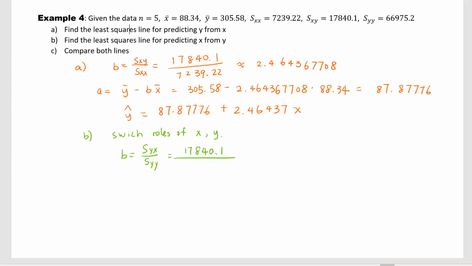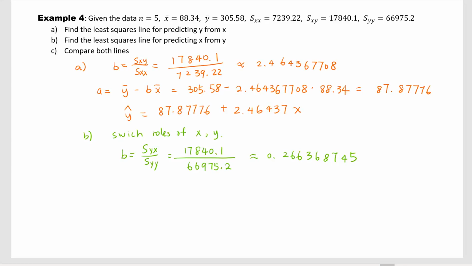So that's 17A40.1, and then Syy is 66975.2. Okay, plot this in our calculator. I get 0.266368745. Do you have the same number?